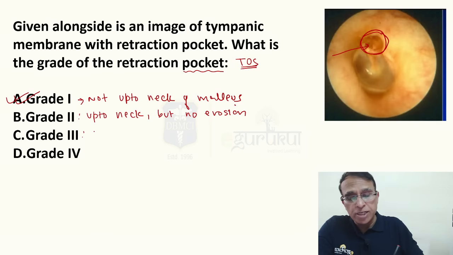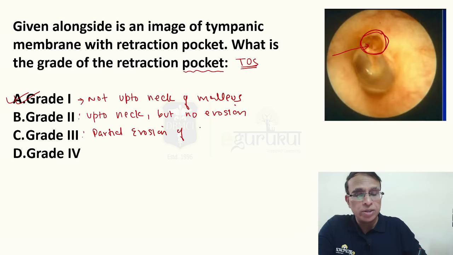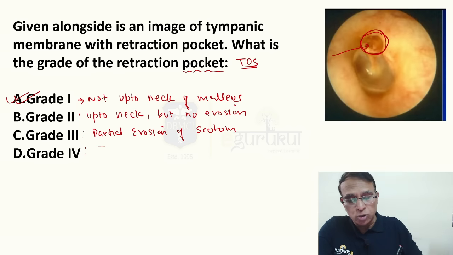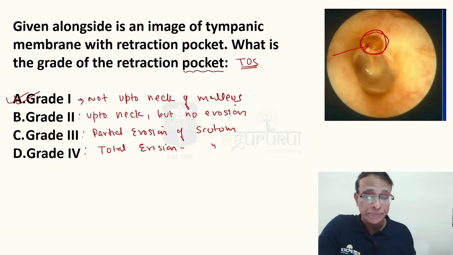In grade 3 there is partial erosion. Erosion of which bone? Erosion of a bone called scutum. Scutum forms the outer boundary of the Prussak's space, and grade 4 is complete or total erosion, of course, of the same bone, which is the scutum. This is the classification of retraction pocket into 4 grades, and the image that I have used is of grade 1 retraction.